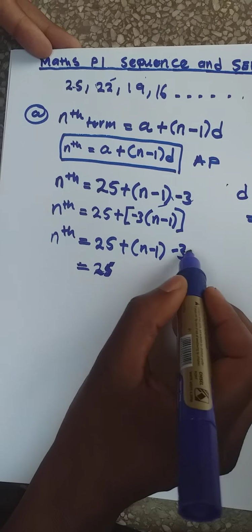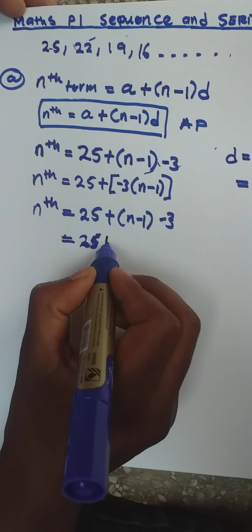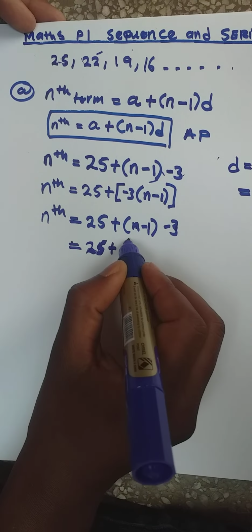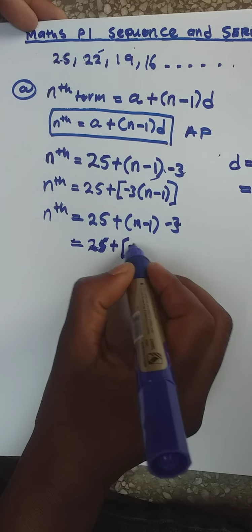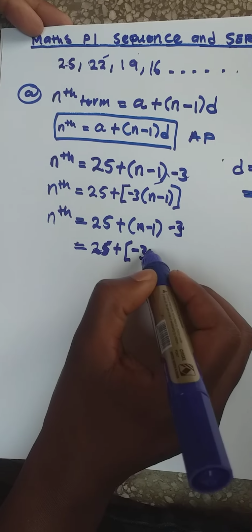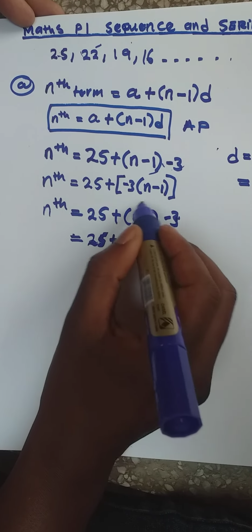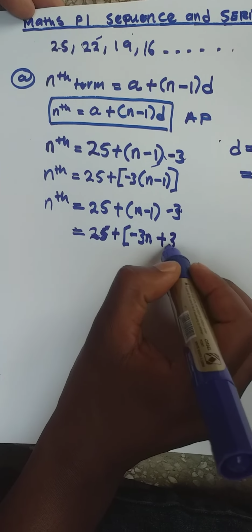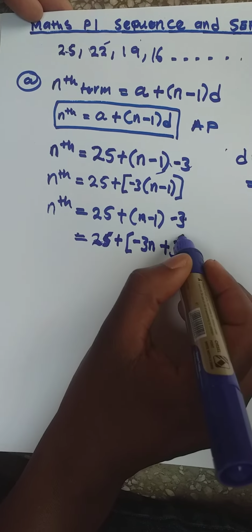So you can say plus, okay, so this times this times this. Obviously this times this, you get -3n. So the -3 is multiplying with whatever is here. The -3 times -1, you are getting +3, because negative times negative is positive.